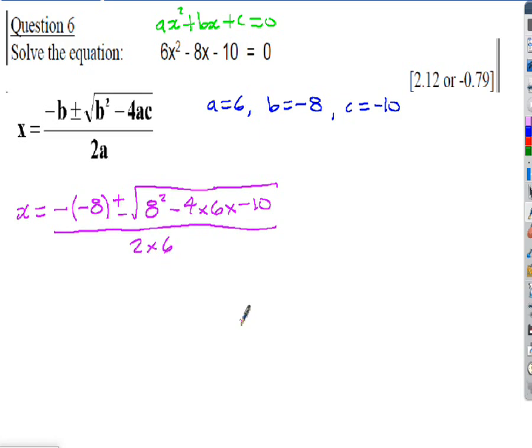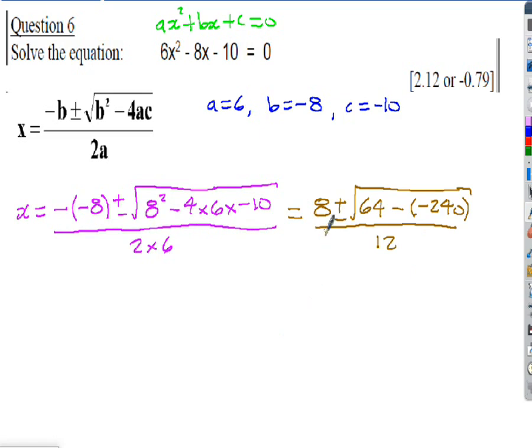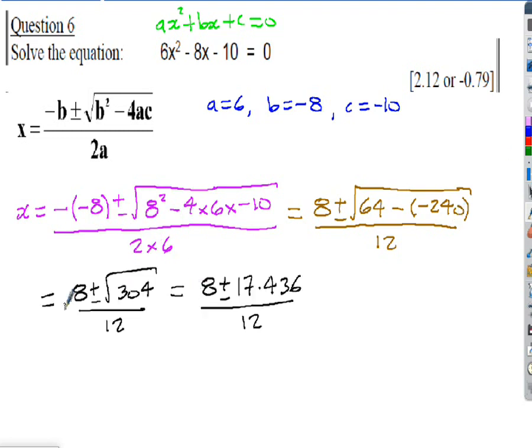So evaluating, we get 8 plus or minus the square root of 64, which is the 8 squared, and we're subtracting from that negative 240. Be careful, 4 multiplied by 6 multiplied by negative 10 is negative 240. So we're evaluating further, that's 8 plus or minus the square root of 304 divided by 12. Square root of 304 is 17.436, to 3 decimal places. So 8 plus or minus 17.436 divided by 12. Now we can find the roots of the equation.